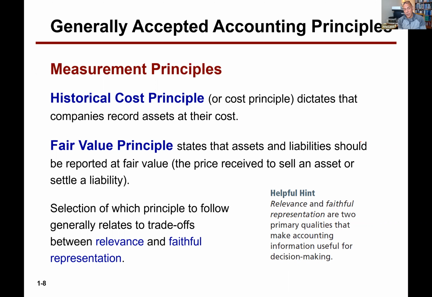Now, of course, if the value goes down, then I would have to write that down. So I take holding gains and losses when I'm holding a security such as stock that is traded, because there's an objective measure as to the value of that stock. Question. Okay, so we've talked about the historical cost principle and the fair value principle.